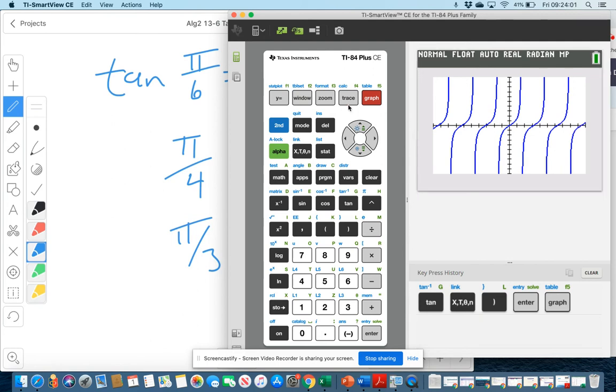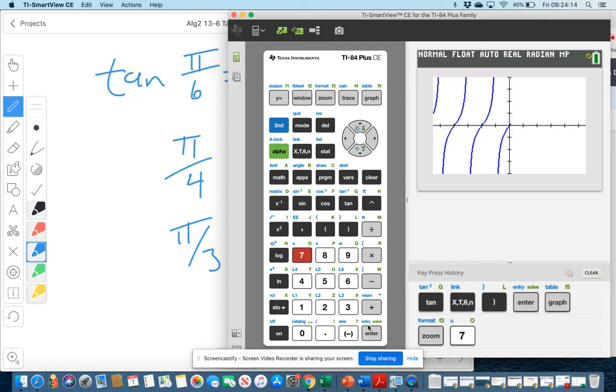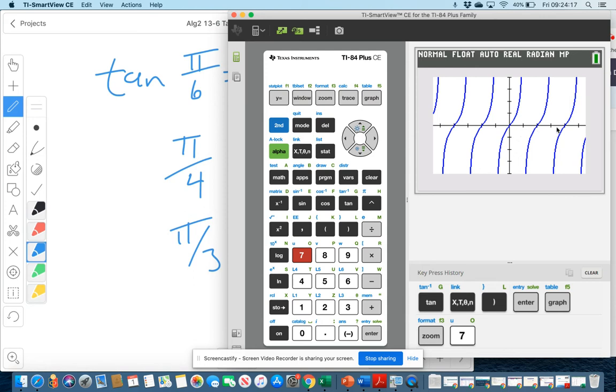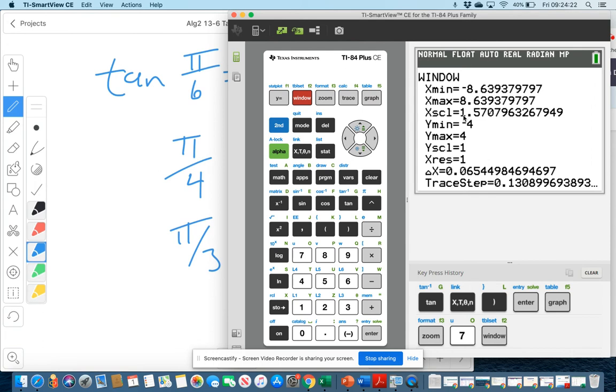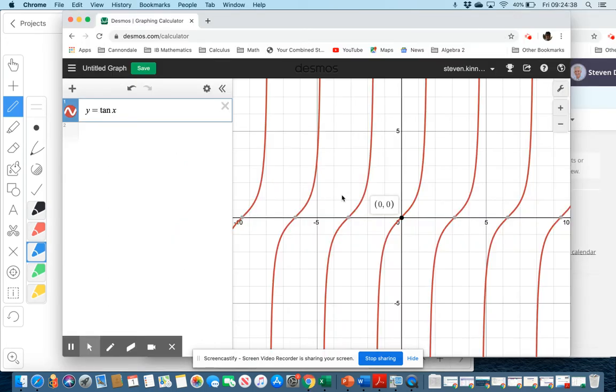Okay. Also, I might want to change my window to some trig settings. So I'm going to do zoom number 7, trig. Okay. And now these tick marks actually mean something. I can look at the window settings, and each tick mark is actually pi over 2. 3.14 divided by 2 is 1.57. Okay, so I get this picture here, maybe a better picture on Desmos. I did graph it on Desmos here.